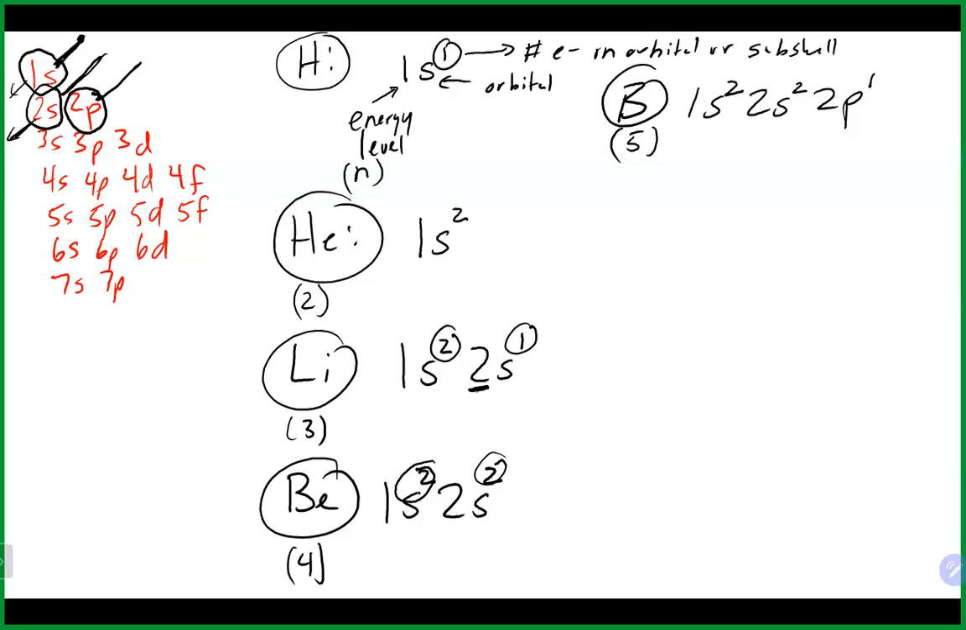Yes. I count up the top numbers. I got 2, 2, and 1 is 5. So I have now placed 5 electrons. Number of electrons on the second energy level is how many? N equals 2. How many electrons we got there? It's actually 3. That is a 2, and that's a 2. That's 3 electrons on the second energy level.